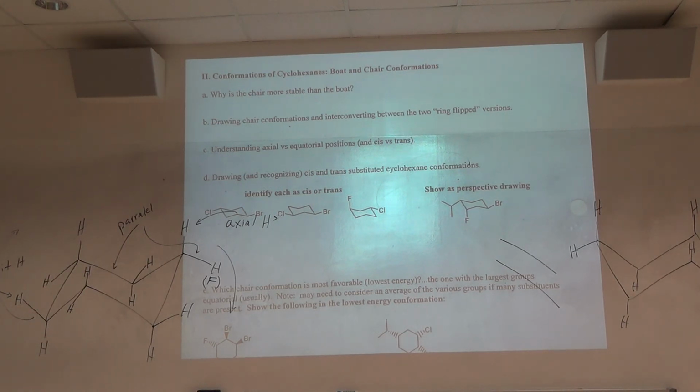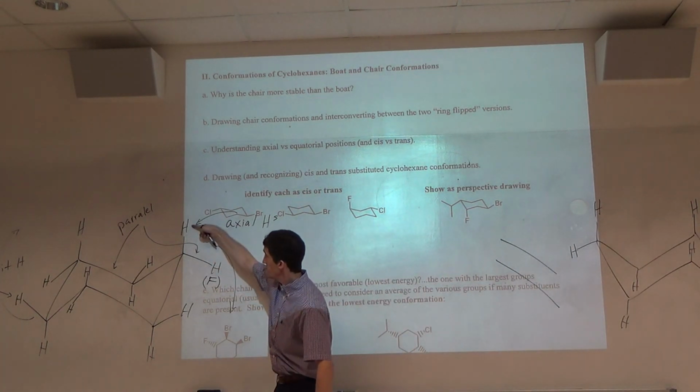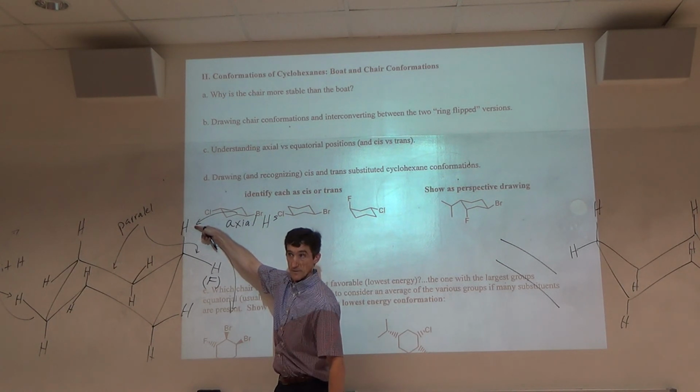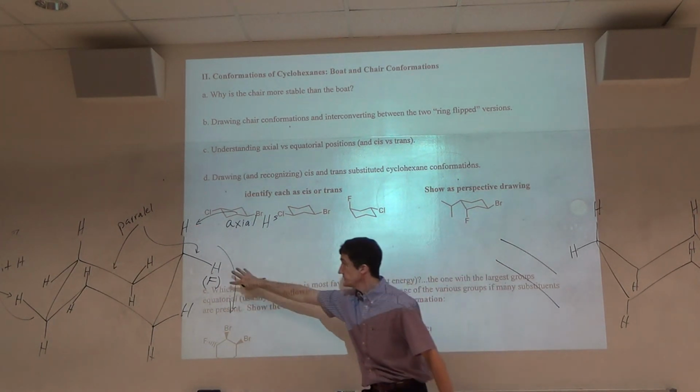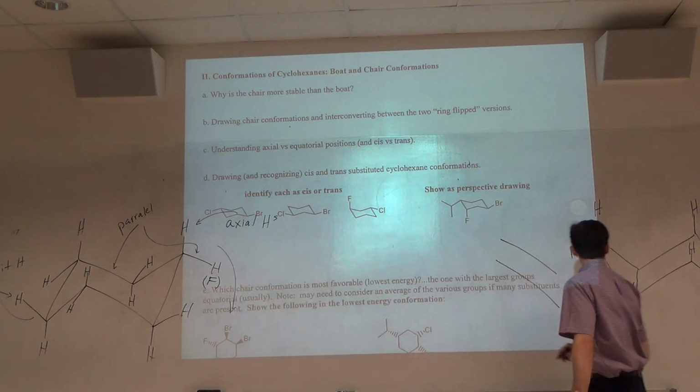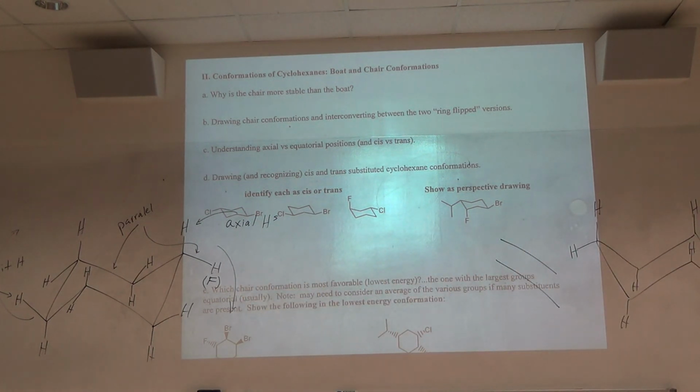This is important. This group is always below the H. See how it's below that H? Then that's F. Over here, it's below the H. It's always going to be below the H. But over there, below the H is equatorial. Over here, below the H is axial. Okay?